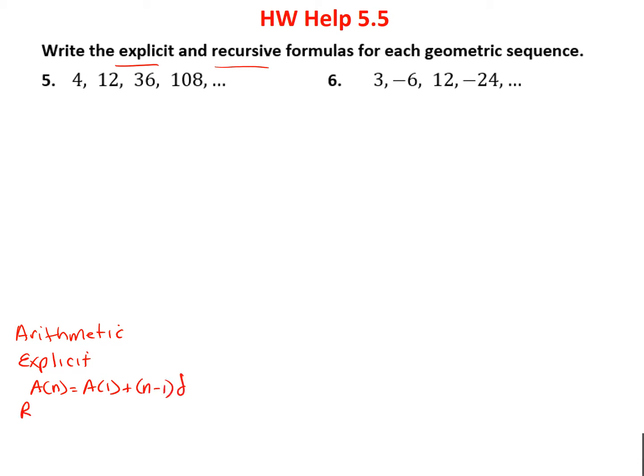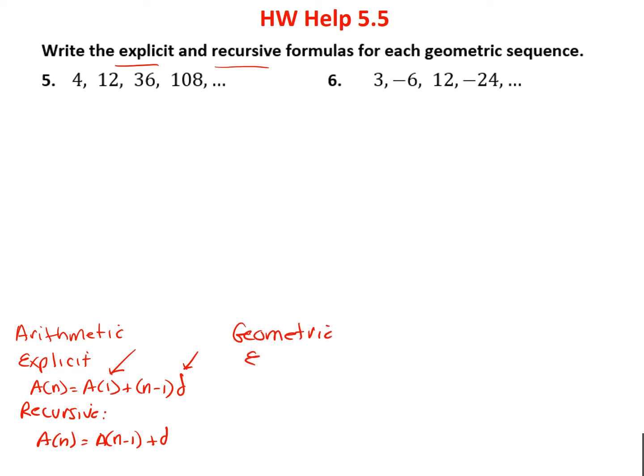difference. The recursive form said that the nth term equaled the one before it, the n minus 1 term, plus the common difference. Notice the two things you needed to know for each of these was what's the first term and what's the common difference. Now, as we move over to geometric, it's very similar.